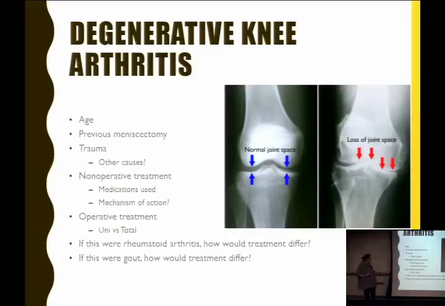Now, if you had rheumatoid arthritis, does the treatment differ? Would you ever do a unicompartmental knee on rheumatoid arthritis? No. Okay, good. Is the medication the same? NSAIDs do have some role in rheumatoid arthritis, but there's a disease-modifying type of drug, otherwise known as DMARD. There's a whole bunch of them, and we're going to talk about mechanism of action for those in a later slide too. And if you had gout, how would the treatment differ?